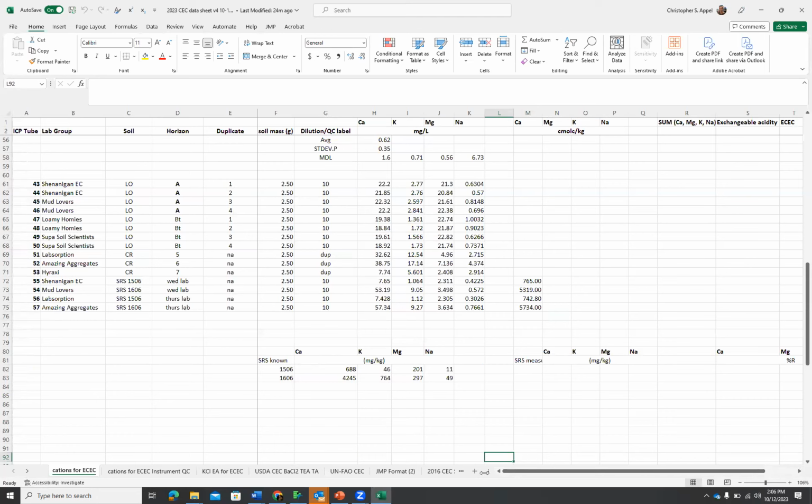So we have, let's see, at the bottom of the spreadsheet, SRS 1506 and 1606 and the known values in concentrations of milligrams per kilogram, right? And we did this twice. So I'm just going to take these values and copy them and paste them below also.